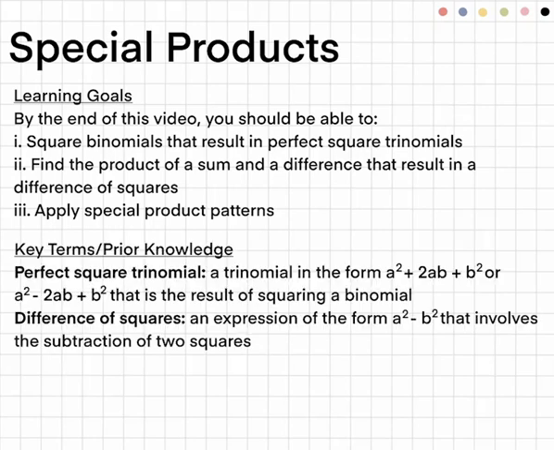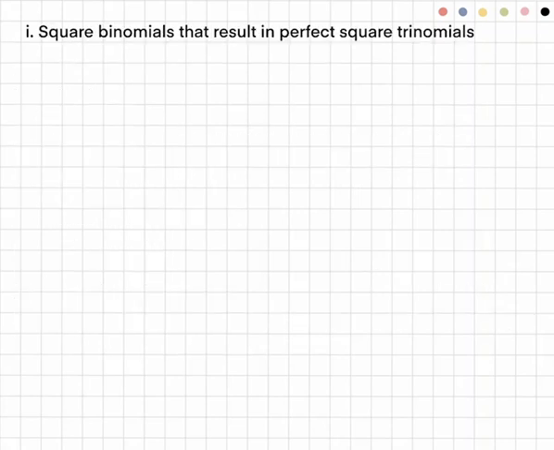Here are our key terms. So we have perfect square trinomial, which can take two forms. It can be in the form of a squared plus 2ab plus b squared, or a squared minus 2ab plus b squared. And it's the result of squaring a binomial. A difference of squares is an expression in the form of a squared minus b squared that involves the subtraction of two squares. Let's get started with our first learning goal.